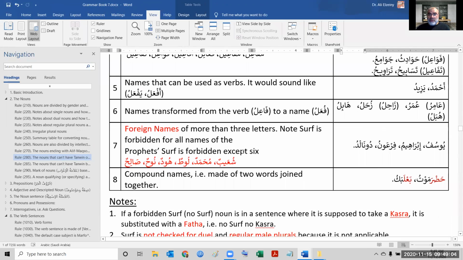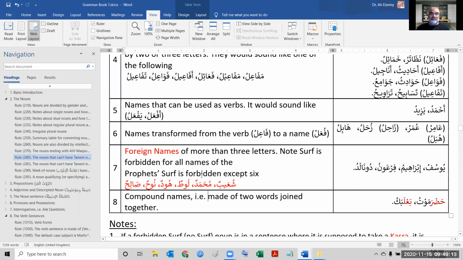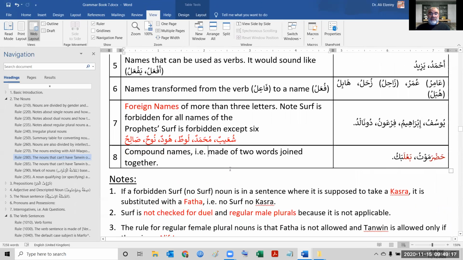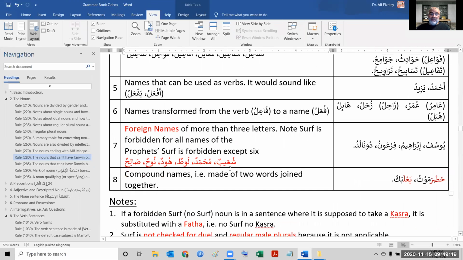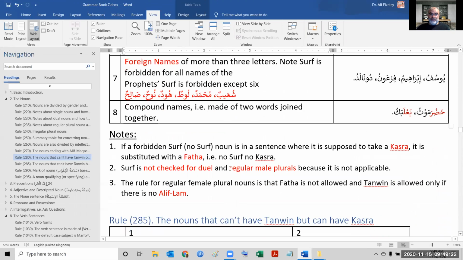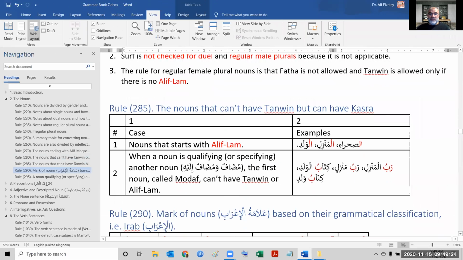It's not a foreign name, because it's not a name at all. And it's not a compound name, because it's not a name to start with. It's a noun, not a name. Okay, so we determined that sarf is allowed. Okay, good.